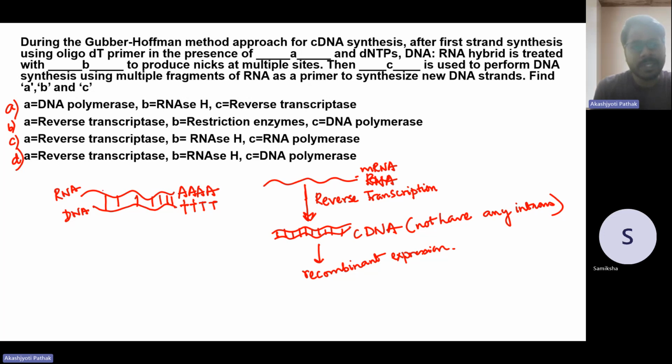Now you want to degrade this RNA. But how do you synthesize DNA from RNA? I said it wrongly actually. You will use a poly T primer, and you will not use DNA polymerase. You will use the reverse transcriptase enzyme. If you have to synthesize a DNA from an RNA, you need a reverse transcriptase enzyme, right?